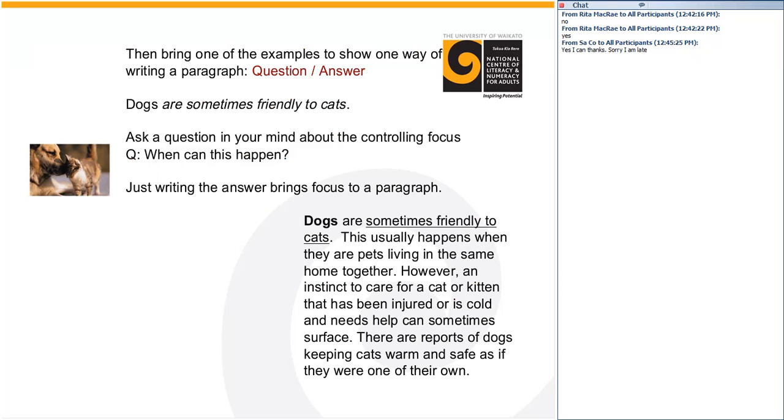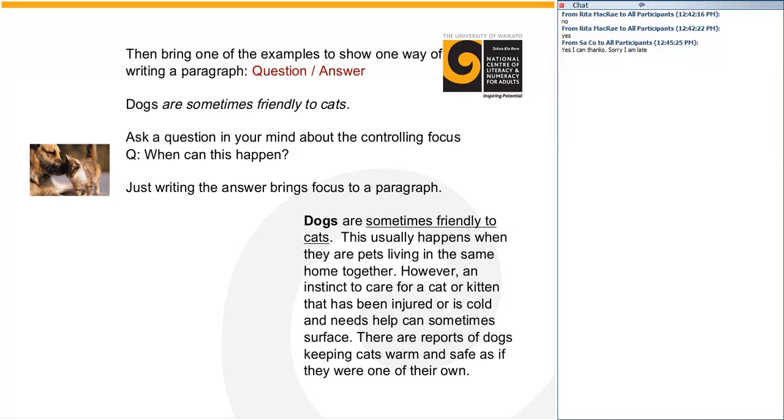So here's a paragraph prepared earlier. Dogs are sometimes friendly to cats. Okay, have a wee read of this. I'll give you a minute. And it is just the answer to this question, when can this happen? We don't write the question, we think up the question. And by just writing an answer to that question, we have a nice, focused paragraph. Okay, shall I move on? Okay.